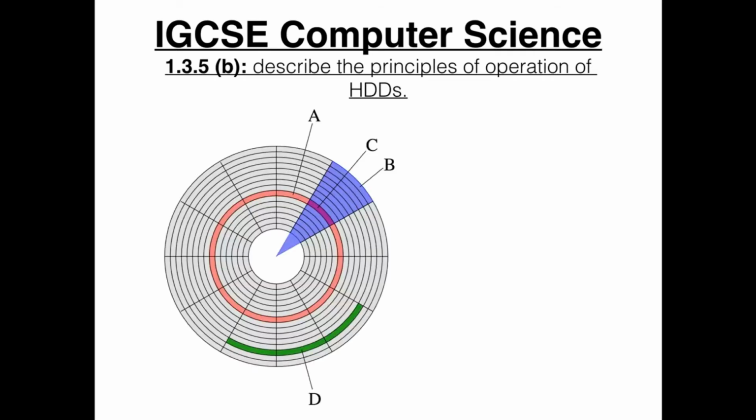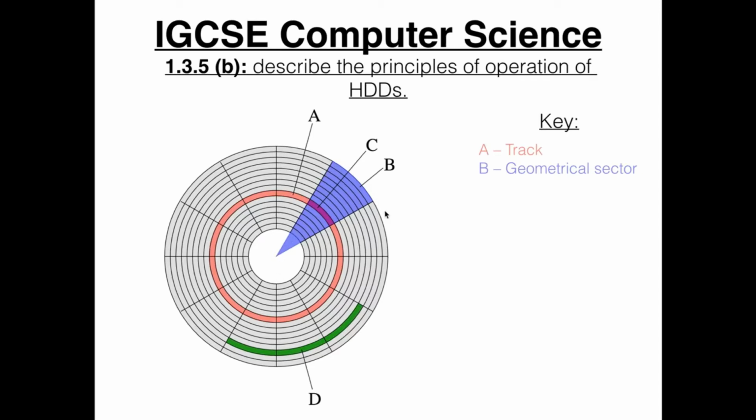So let's look at a platter. Here we have A, B, C, and D. A is the track, the pink thing right here. B is the geometrical sector. Here's the confusing part: this is the geometrical sector. If you imagine a circle, this would be the sector of a circle.